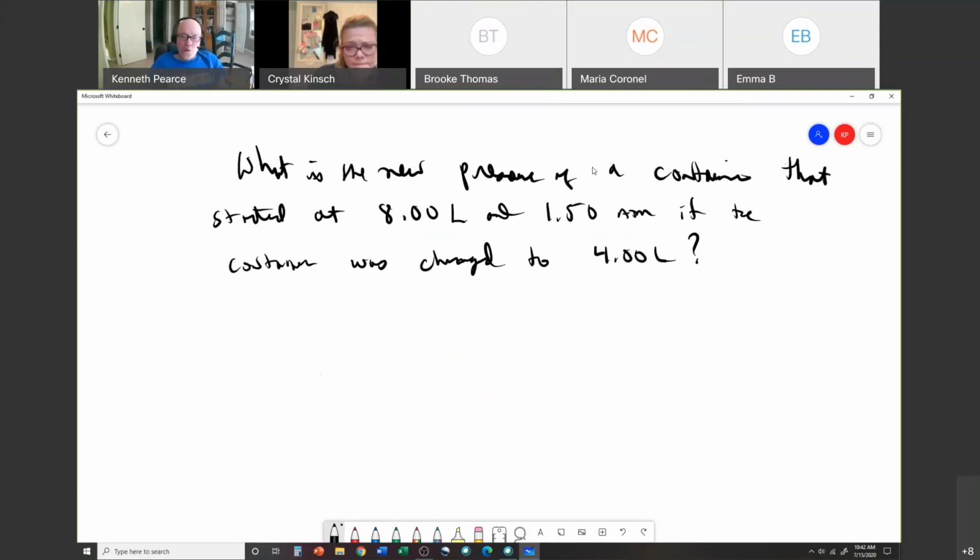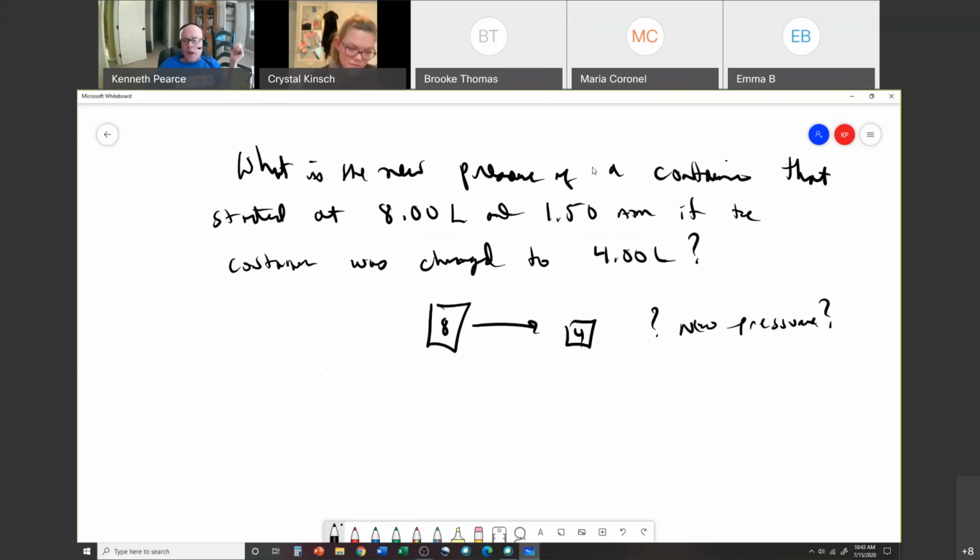All right, so we're going from 8 liters and 1.50 atmospheres, and we're going to change the pressure to some pressure, but we're going to change the volume to 4 liters is what we're going to do. All right, so we're taking the container at 8 liters, and we're going to squeeze it down to 4. And I want to know what's the new pressure. What's the new pressure? Okay.